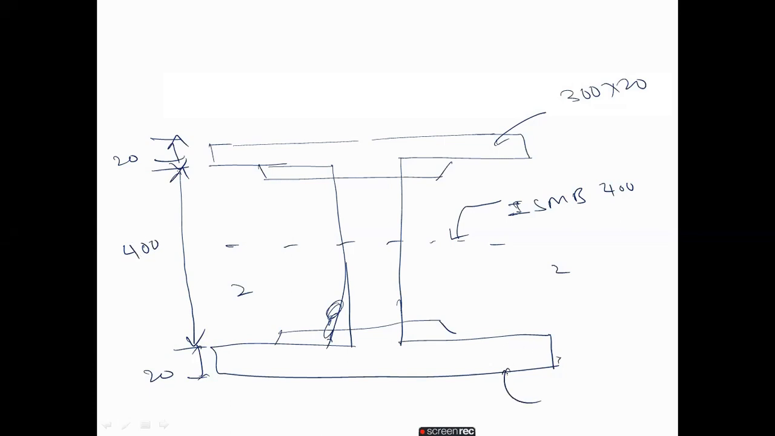This one also same, 300 by 20, that is width is 300. Okay, this is the data. So they given in the problem ISMB 400. Now I will write the ISMB 400 details. This is the designation of our section.